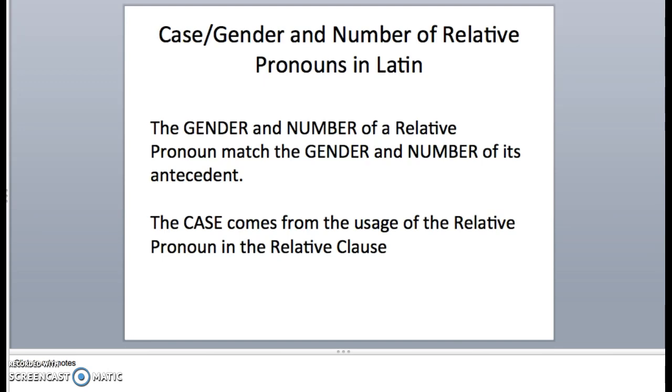However, the case of the relative pronoun is going to come from its usage in the relative clause. So the case of the relative pronoun does not have to agree with the case of its antecedent. They can be two different things because the antecedent is performing one function in the main clause, whereas its relative pronoun may be performing an entirely different function in the relative clause. That's a lot of words, so let's try and give you some concrete examples now.